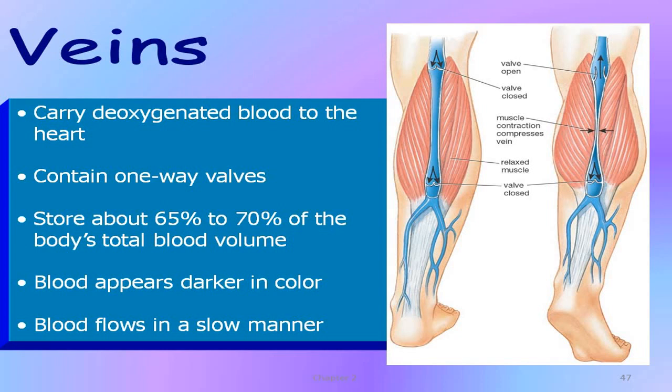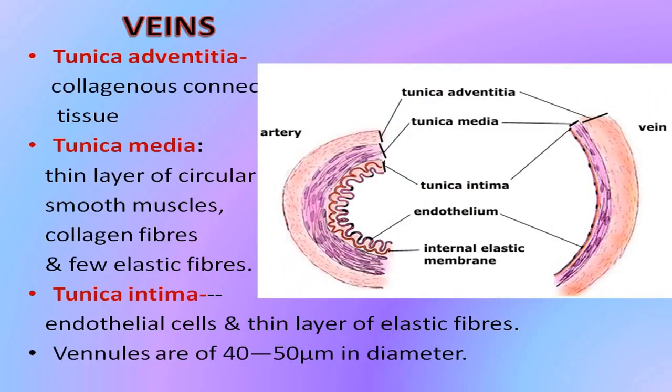Veins can store 65% to 70% of the body's total blood volume. Usually veins are darker in color. Arteries are usually present in the deeper part of the body, and veins are present just below the skin, or superficial, and they are dark in color because the carbon dioxide content is high in the blood of the veins. And in the veins, the blood pressure is less as compared to the blood pressure in the arteries.